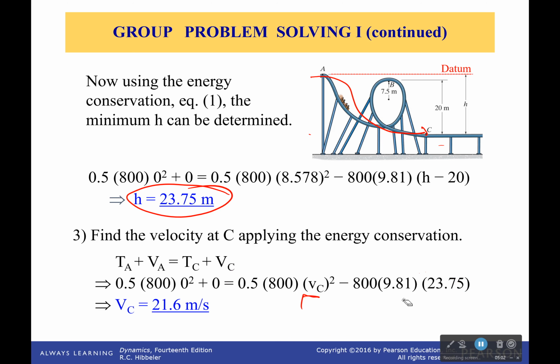And so if I then solve for it, I get that the velocity has to be 21.6 meters per second. So that's it. We just used our conservation of energy equation twice to solve this problem.